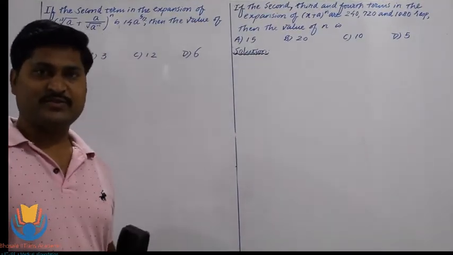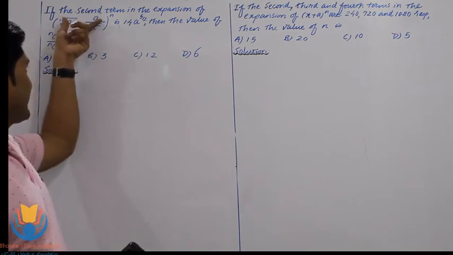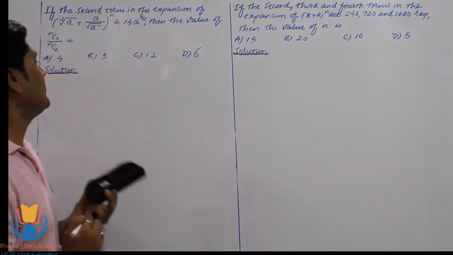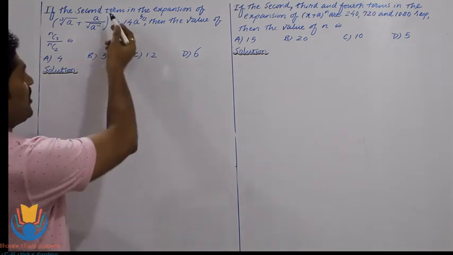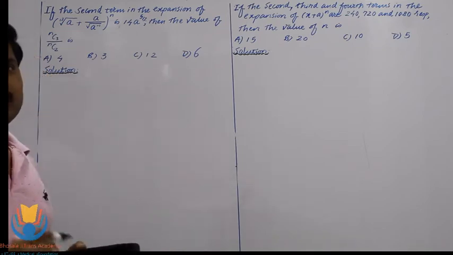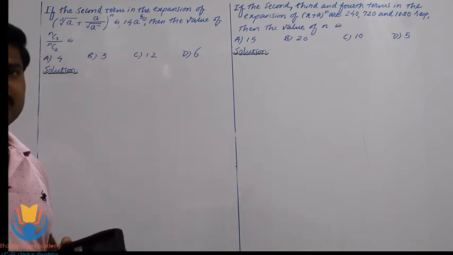Let's start these two MCQs. Here in the first, the second term in the expansion of the 13th root of a plus a upon root of a raised to minus 1, whole raised to n, is given to be 14 into a raised to 5 by 2, and we have to find the value of nC3 upon nC2.